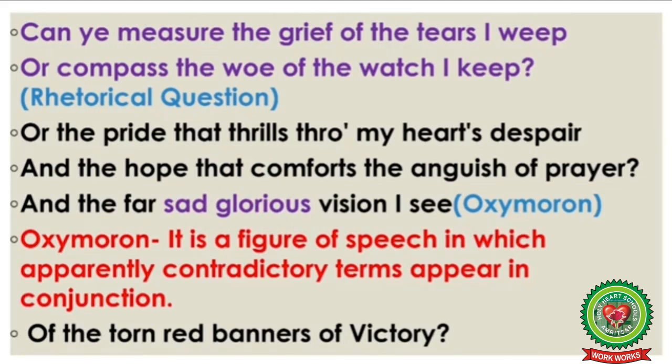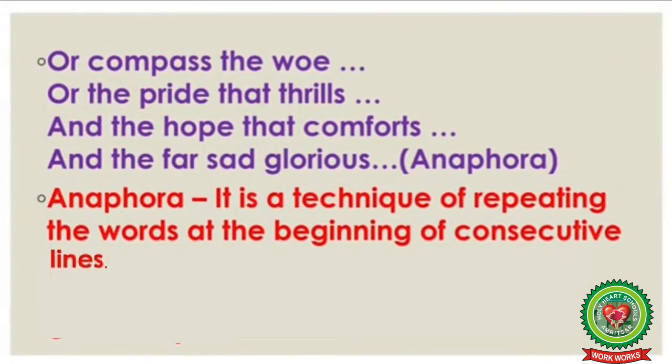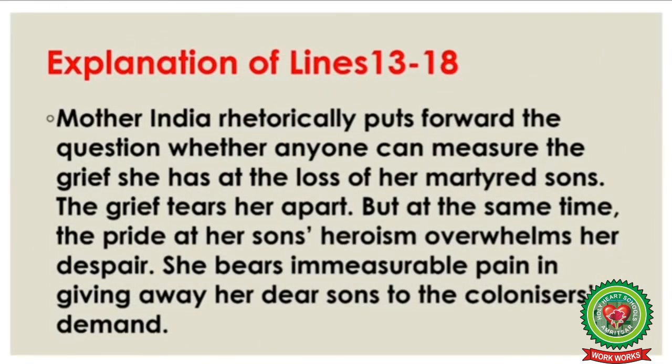There is one more figure of speech in this paragraph. Or compass the woe, or the pride that thrills, and the hope that comforts, and the far sad glorious. So here you can see the repetition of the words or and. So this figure of speech is known as anaphora. Anaphora is a technique of repeating the words at the beginning of consecutive lines. So in order to make the reader feel the emotion, the poet has used these words repeatedly in the beginning. And which figure of speech is it? It is anaphora. Now let us see the explanation of lines 13 till 18.